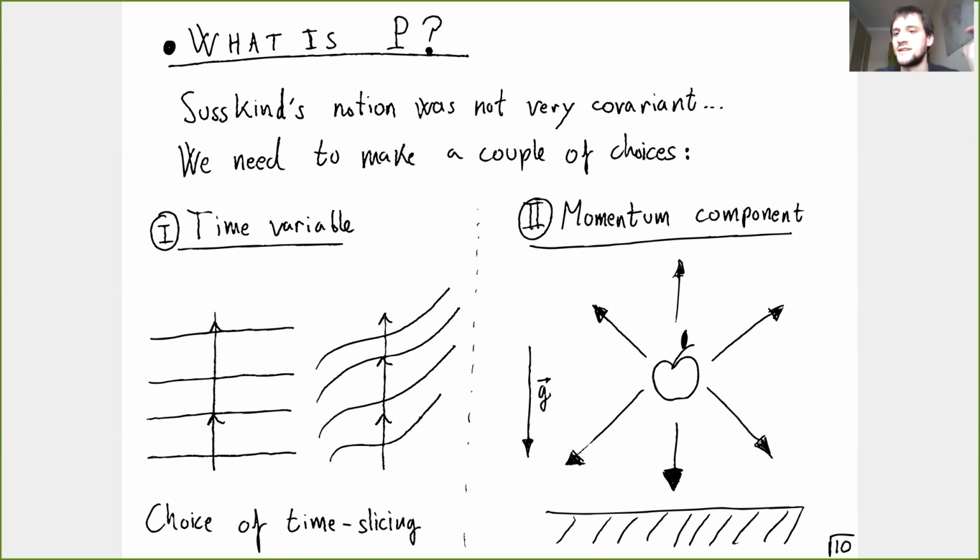And this is not very serious, right? It seems like he chose it as a coincidence. So we need to make a couple of choices that make this decision more covariant. We need to choose a time variable, which is the same as saying that we need to choose a foliation of a spacetime, which will determine with respect to which time we're measuring momentum. And we also have to choose a momentum component, right?